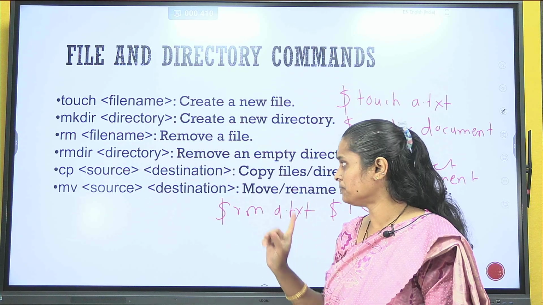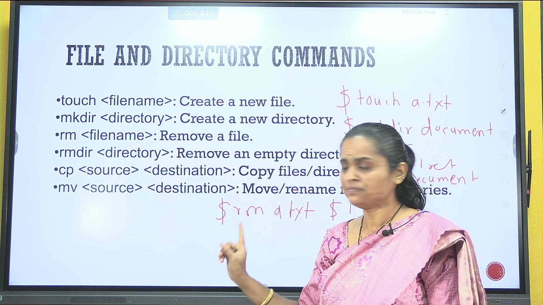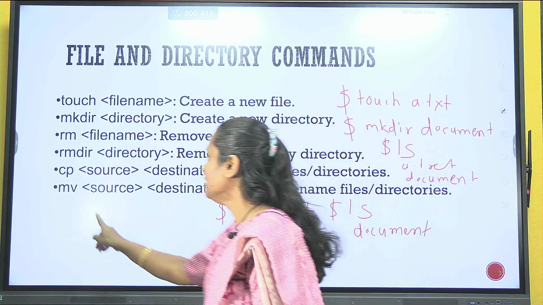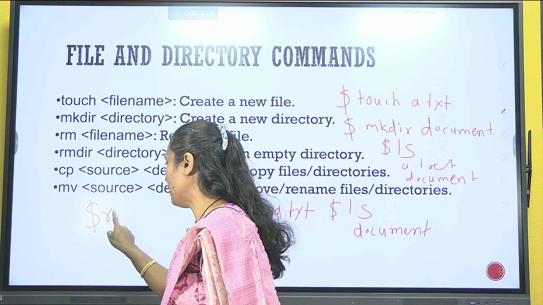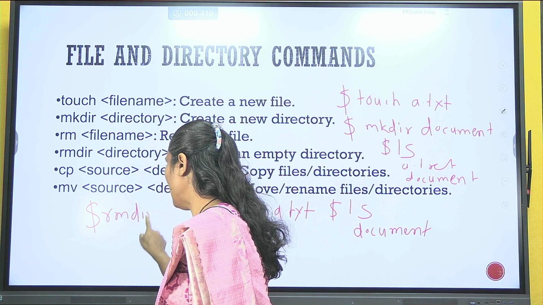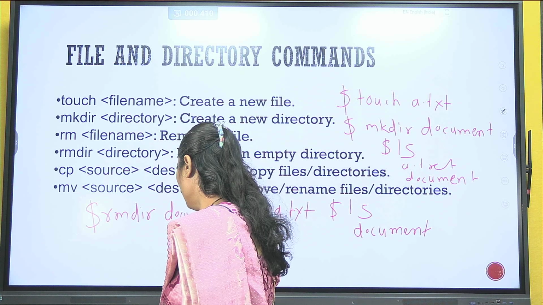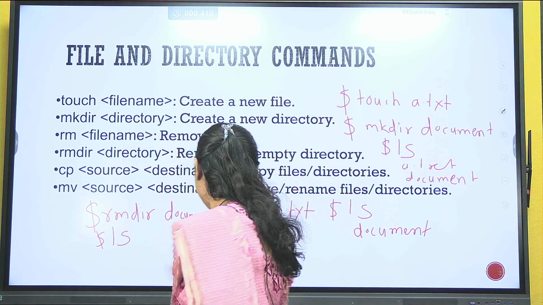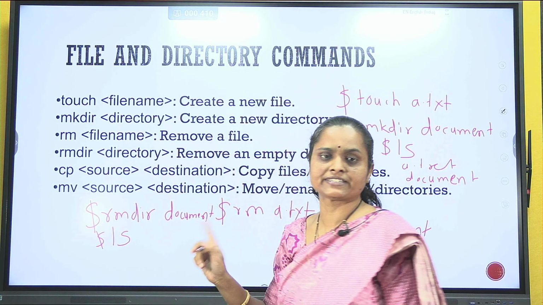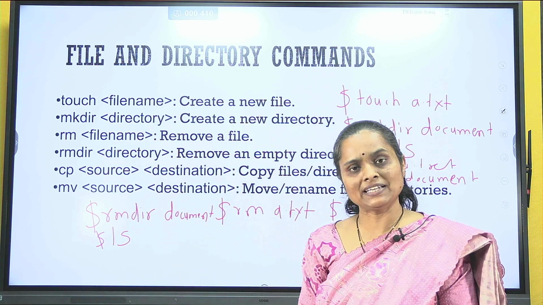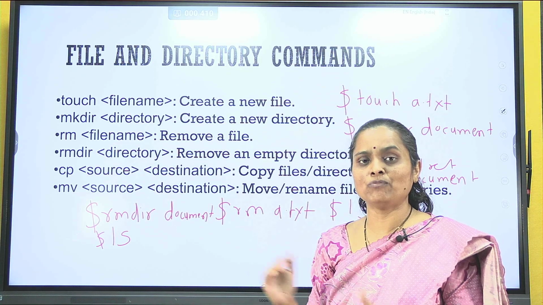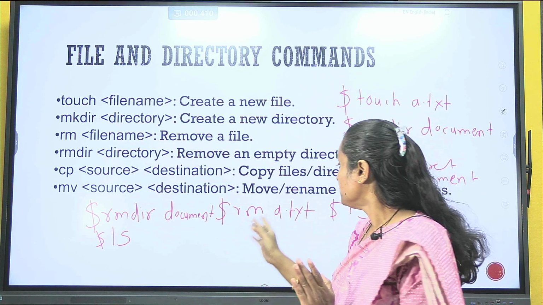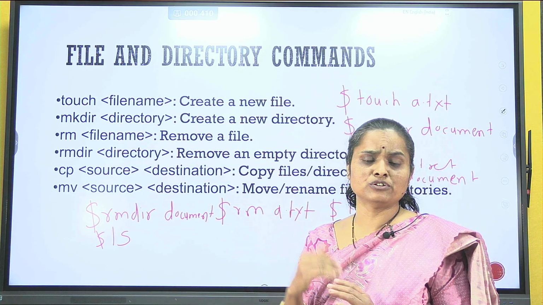Rmdir is used to remove a directory. Here is a document directory and I want to remove it. What is the command? $ rmdir document. Now if I use the ls command after this, I can't get document and a.txt in the listing. All other files I will still get, as before. So the document directory is removed, and a.txt is removed using rm.